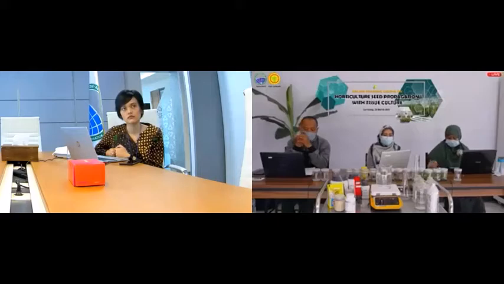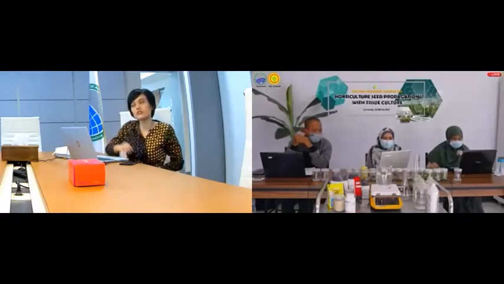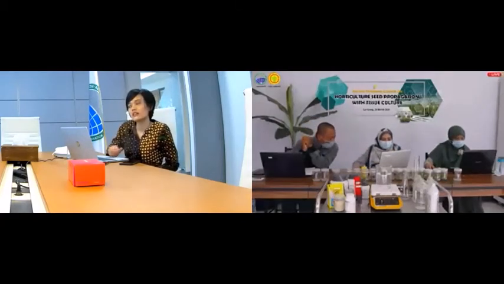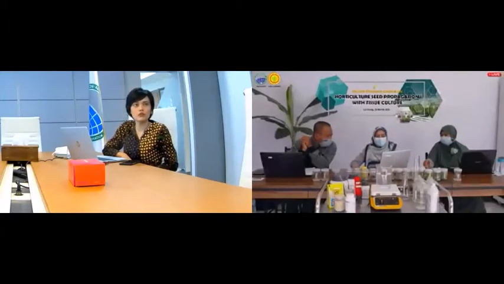Yes. Maybe continuing the question from Mr. Ferguson, I would like to ask, is there any special condition for the tissue culture, like maybe the temperature of the room, or the kind of protective equipment that the researcher has to wear while doing this procedure?